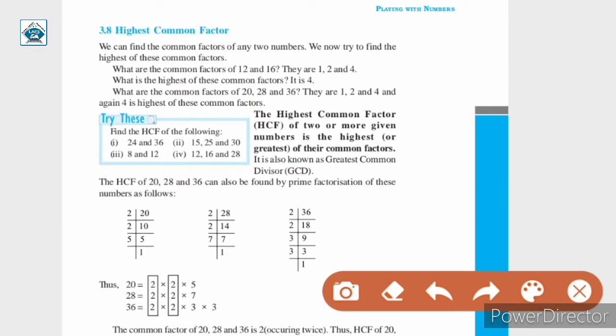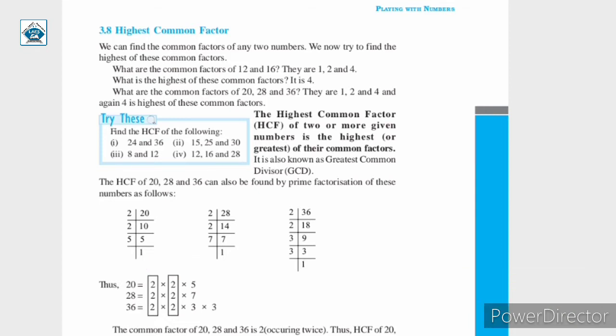Here we are given a method to find the HCF of 20, 28 and 36 by prime factorization of these numbers. So here we have the prime factorization of 20, 28 and 36, that is, we have the factors of these numbers. Now from these we will find the common factors. How do we find them? We have already discussed this in exercise 3.4. Here we can observe that 2 and 2, that is 2 multiplied by 2, is common in the factors of 20, 28 and 36. In their factors, these two numbers, 2 and 2, are both common.